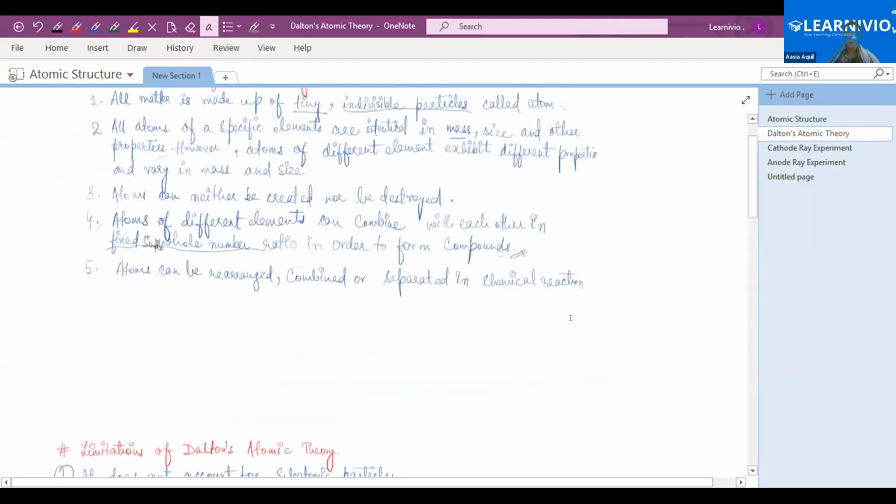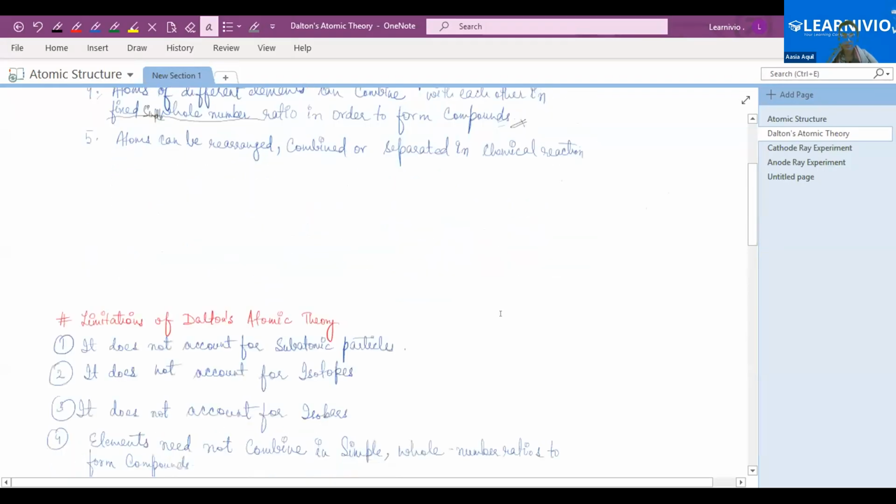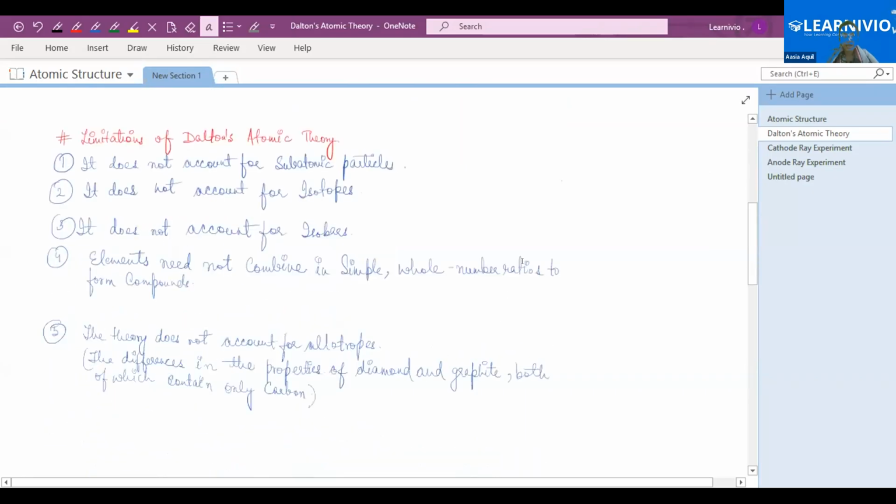Mainly, sometimes they ask the limitations of Dalton's theory. Limitations and postulates are very important. In this class, in 11th, and further, when you go for an interview, they can ask you, what are the limitations of Dalton's theory? So just like a story you can remember this.